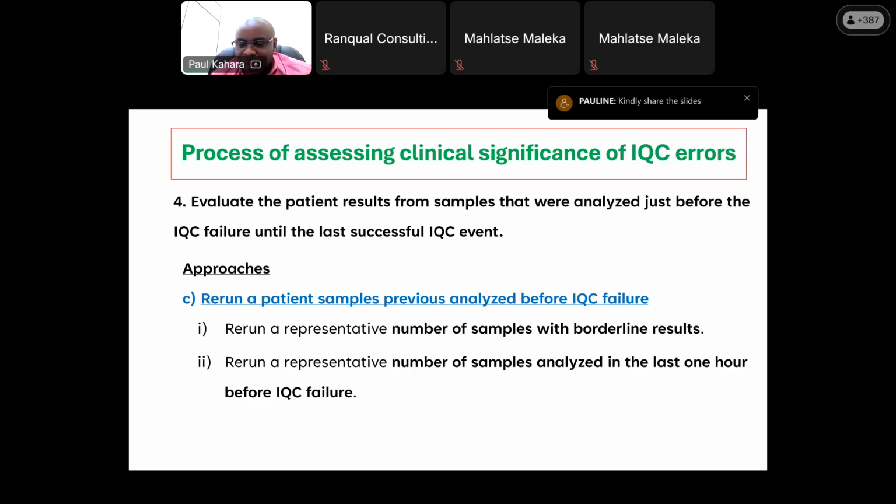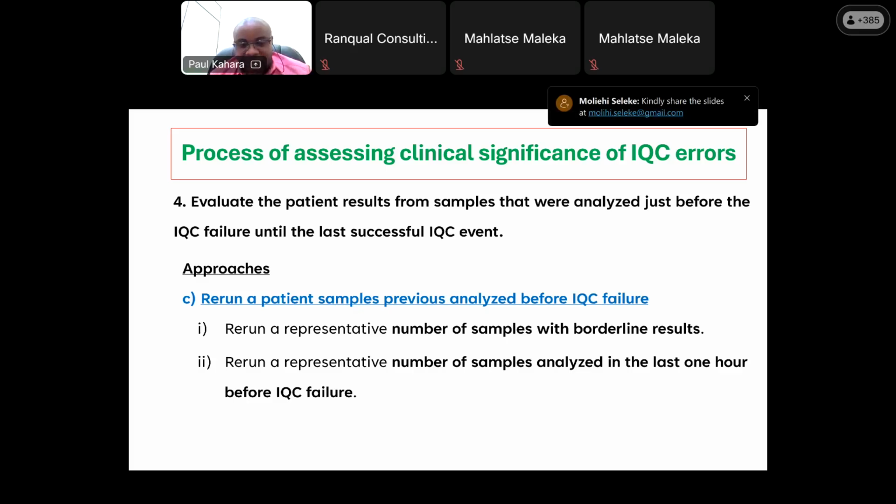Probably I gave a wrong example because I know glucose may have deteriorated, so it may give you a different value. But consider another test, probably a creatinine, a test that does not deteriorate over time. So rerun that sample that you had reported last night, today, after you have corrected your IQC, and see what kind of results you are going to get. Now, in some laboratories, they don't go with the borderline results. They rerun just a representative number of samples that were analyzed in the last 1 hour before IQC failure.